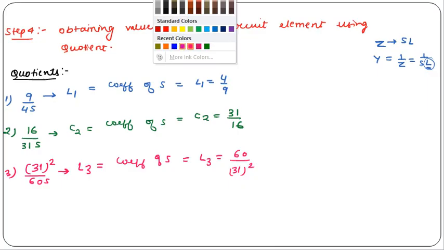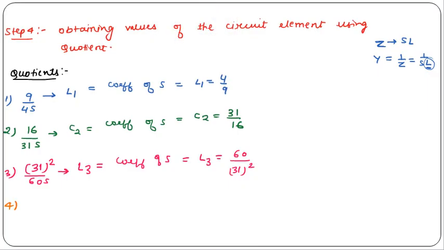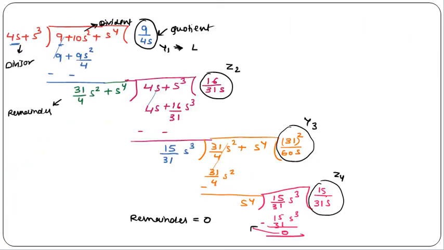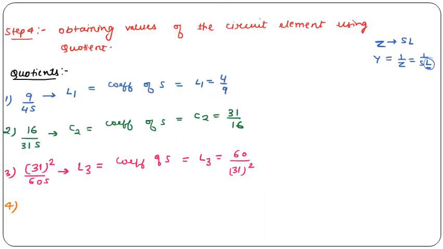Okay, and the last element we will obtain. The fourth quotient is 15 by 31 into s. So this will be capacitor C4, and its value is given by the coefficient of s. So the C4 value we are getting is 31 by 15. So we have got the values of all the elements. Now we can easily draw the circuit.